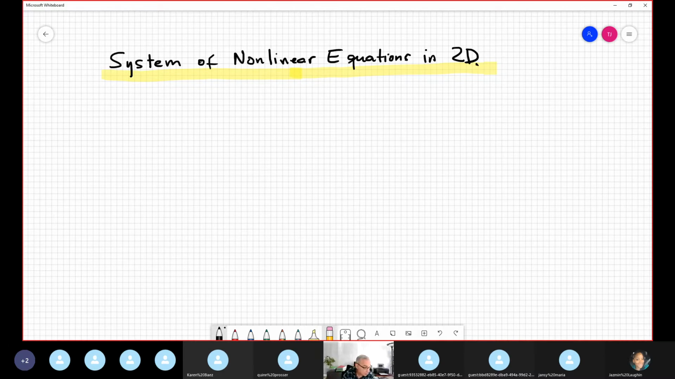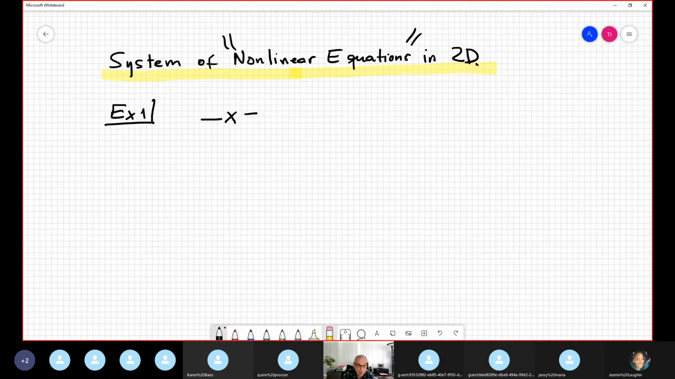Okay, what is the definition of a nonlinear system? Well, if you have at least one equation that is nonlinear, the entire system is nonlinear. Example to understand this. Example 1. I don't want to solve it, only to show you the behavior.